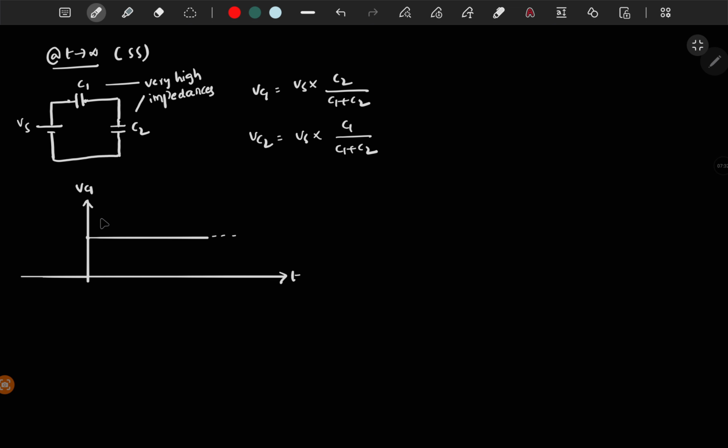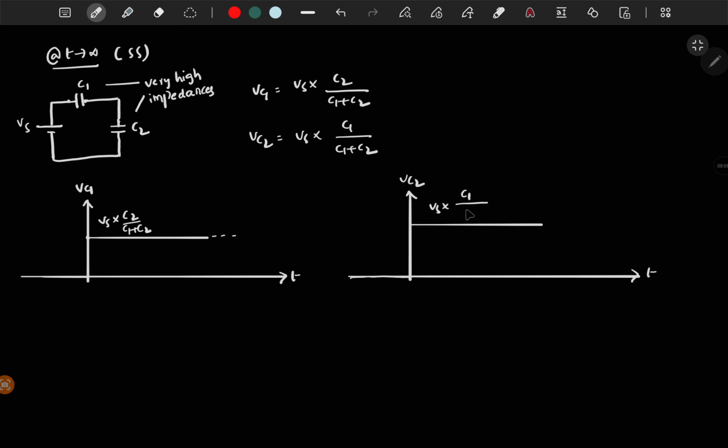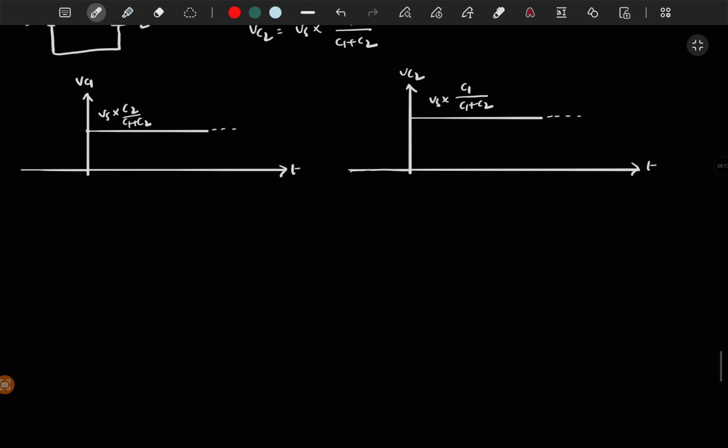So this is Vs times C2 by C1 plus C2. And similarly, if you find Vc2, then initially it was 0 and at t equal to 0, it changes to some other voltage, which is Vs times C1 by C1 plus C2, and it stays at the same voltage till t tends to infinity, at steady state. So this is what is happening.